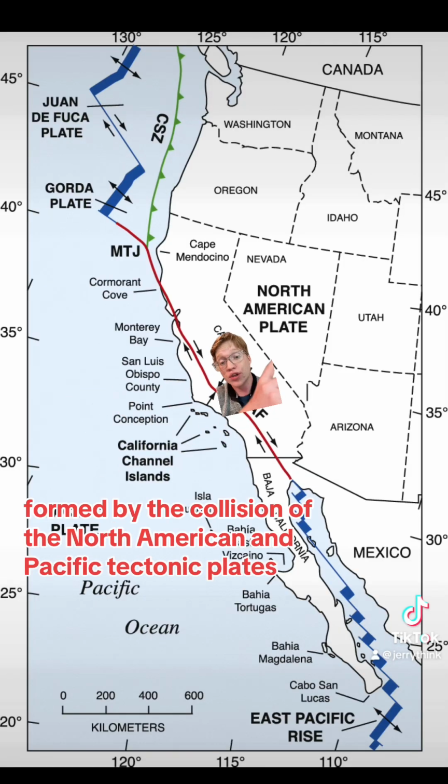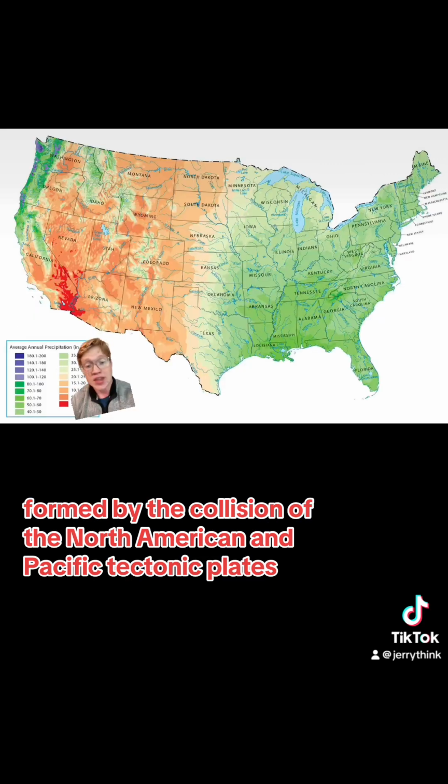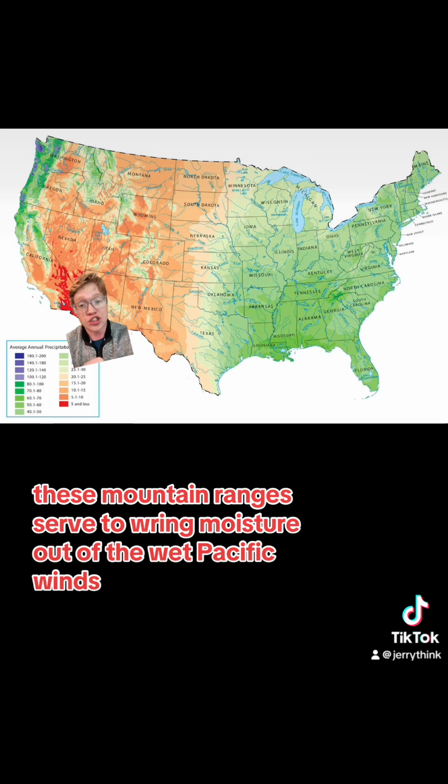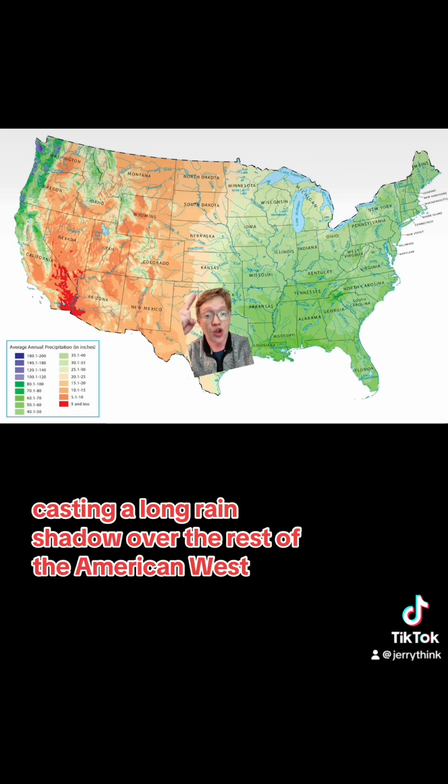Formed by the collision of the North American and Pacific tectonic plates, these mountain ranges serve to wring moisture out of the wet Pacific winds, casting a long rain shadow over the rest of the American West, including the driest, hottest, and lowest place in North America, Death Valley.